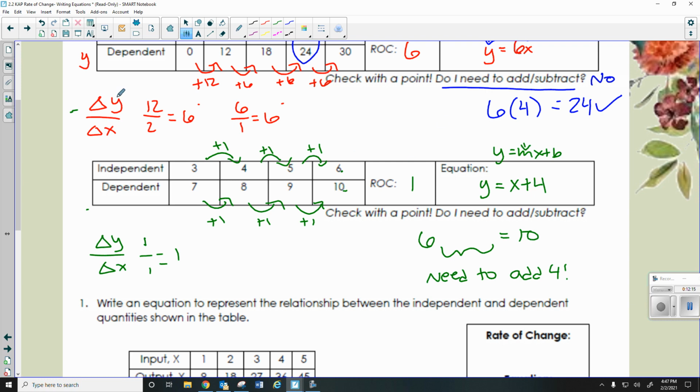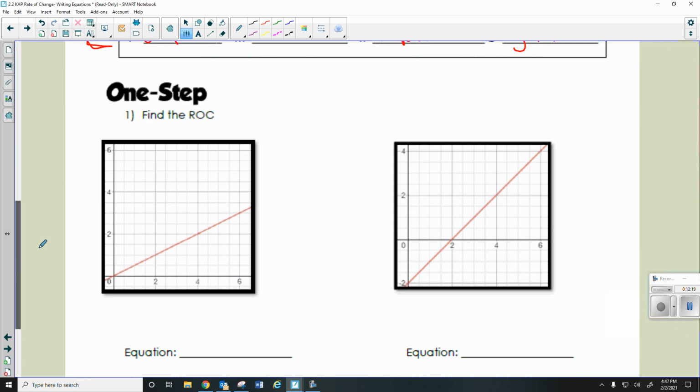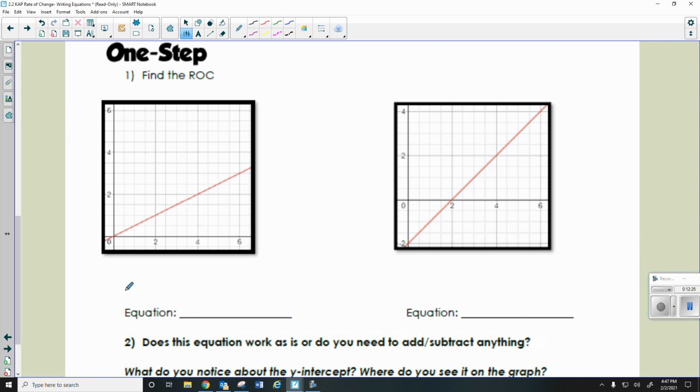All right, so let's go back to the graphs now, back on that front page. I just like to get an idea of how it's going to go. So it's going to be the same steps as before. I want to find my rate of change and then plug it into the equation. But we have a graph, so I don't have any points. I need to make them up myself. I get them from this line.